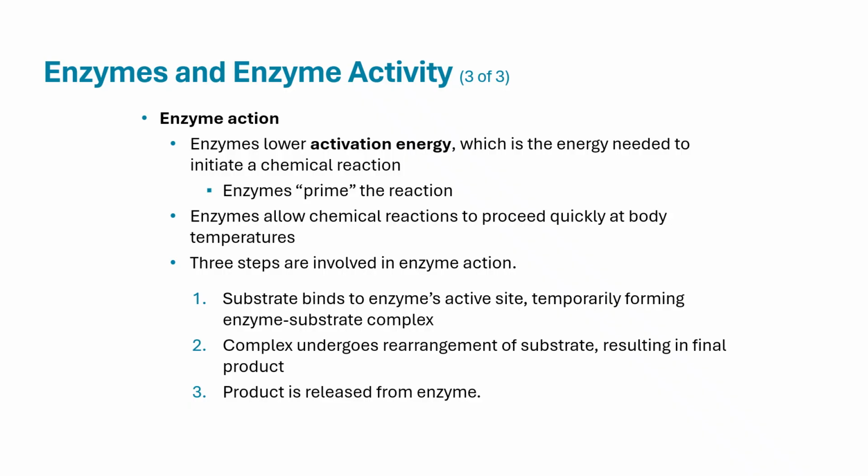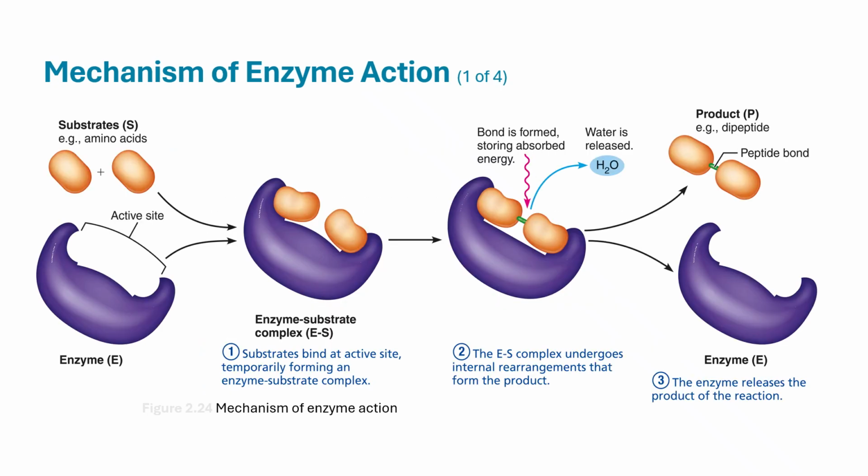So there's three steps. First, the substrate binds to the enzyme's active site, which temporarily forms an enzyme-substrate complex. Then the complex undergoes rearrangement of the substrate, resulting in the final product, and then the product is released from the enzyme. So let's look at a picture of that. So let's look at the mechanism for enzymes.